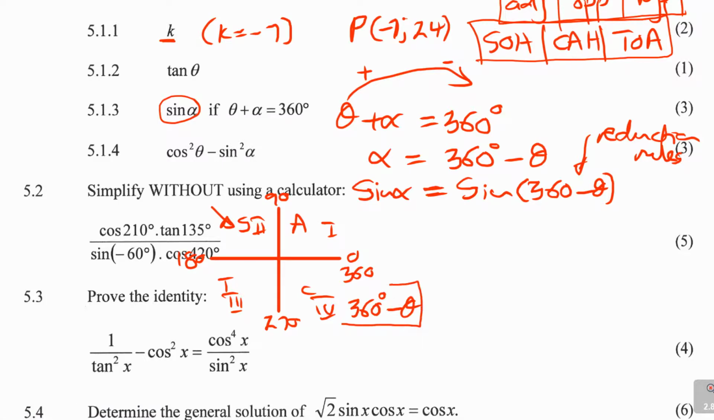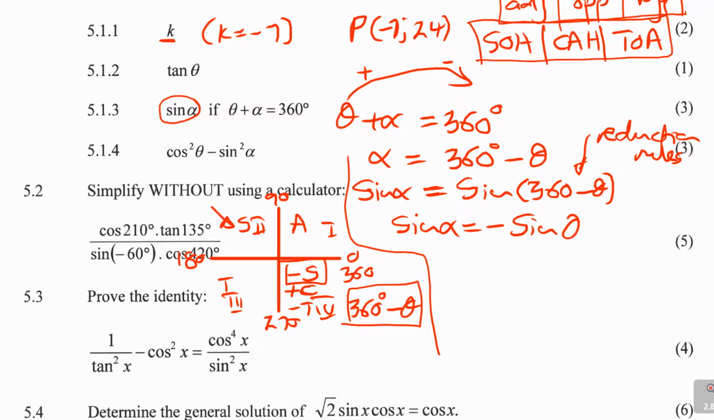So we are here in the fourth quadrant, and you ask yourself, remember, all students take chemistry. What is cos? Cos is positive, but what is sine? Sine is negative and tan is negative. So we're looking at sine being negative. Meaning, if you take this further, sine alpha is equal to minus sine theta.